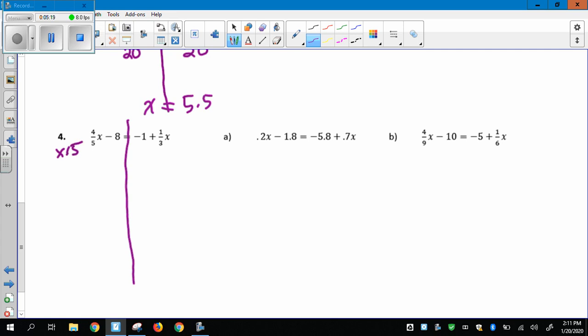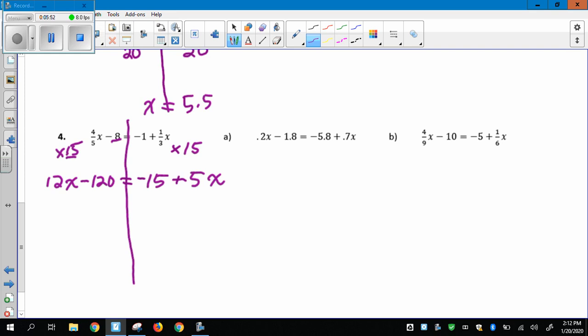Now remember, you're multiplying everything by that number. You're distributing the 15. So I'm going to take 15 times 4/5, and that's equal to 12x. And I'm also going to do 15 times -8, which is -120. And I'm going to do 15 times -1, which is -15. And 15 times 1/3, which is 5x. And now I have an equation with no fractions in it, which is awesome.